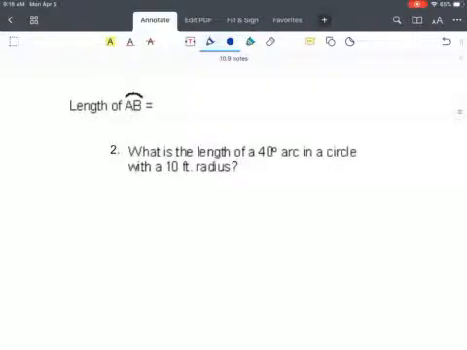Length of an arc, we're going to take the measure of whatever that arc is divided by 360, which gives us our fraction, and then multiply that by 2 pi r.